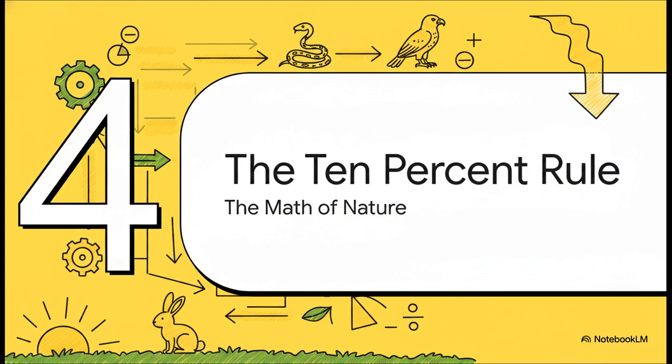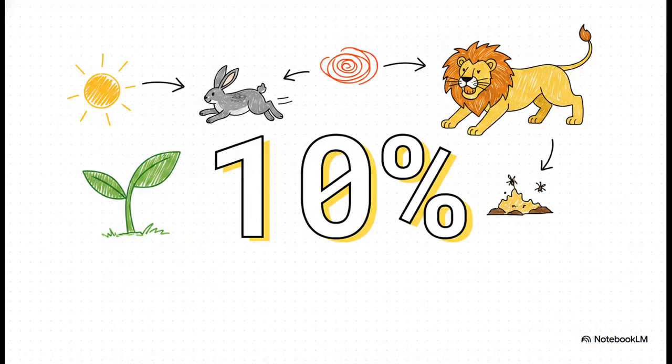Which brings us to Section 4, the 10% rule. Okay, time for a tiny bit of nature math. We need to look at how energy actually shrinks as it moves around. 10%, that is the magic number. When energy moves from one level of the food chain up to the next, only about 10% is passed on.